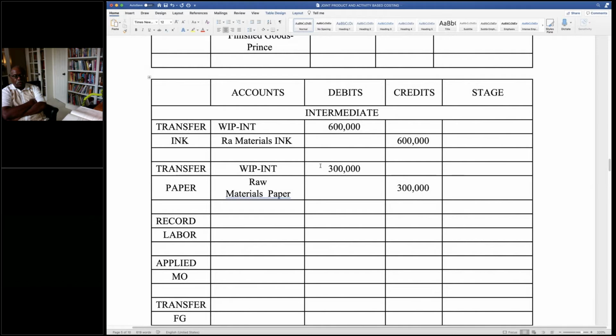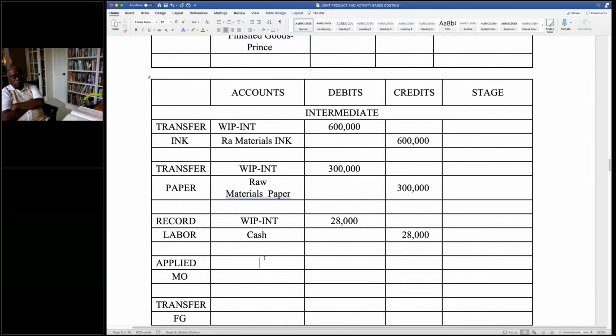Okay, and then we're going to go ahead and record the labor. So to get this number, we're going to multiply the amount of hours the workers actually worked by their rate of pay. So if we scroll above, you can see that they worked 2,800 hours. So 2,800 times $10 per hour is going to give us $28,000.